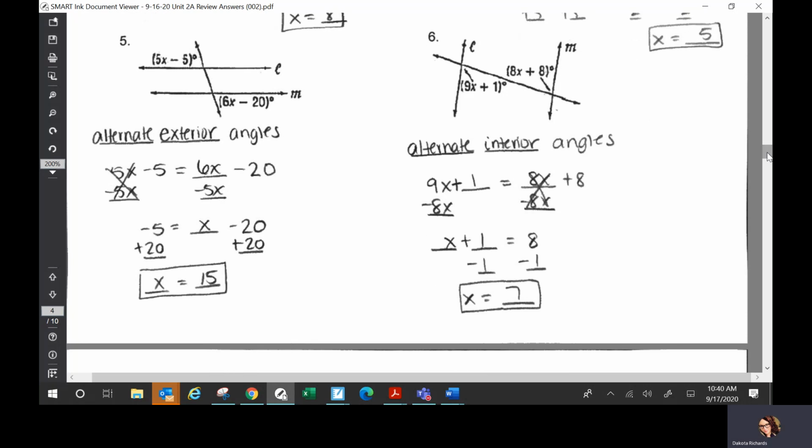On number 5, those are alternate exterior. So you set them equal to each other. Solve for x, you get x is 15. Number 6, those are alternate interior. So you set them equal to each other. You get x is 7.